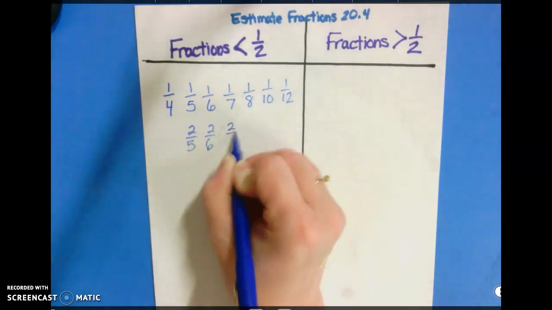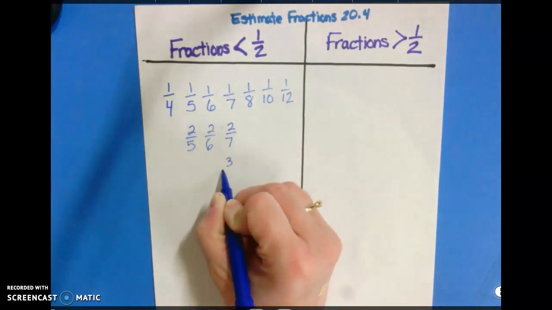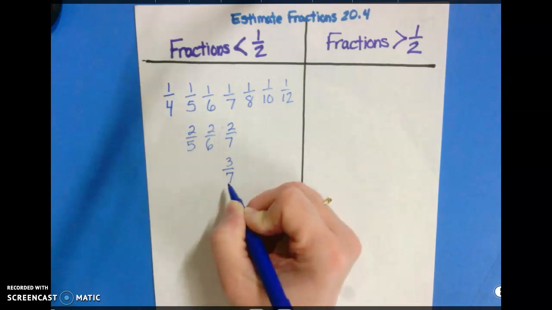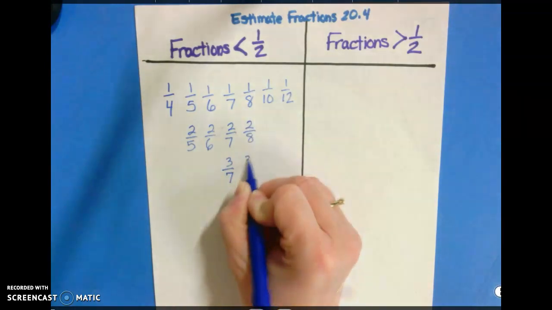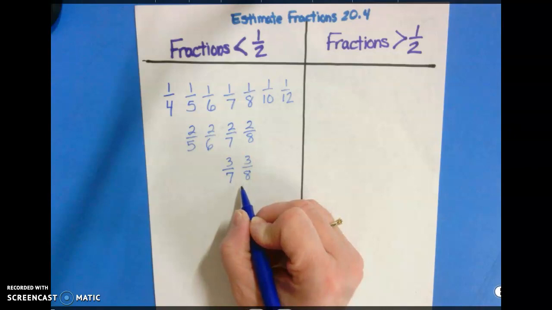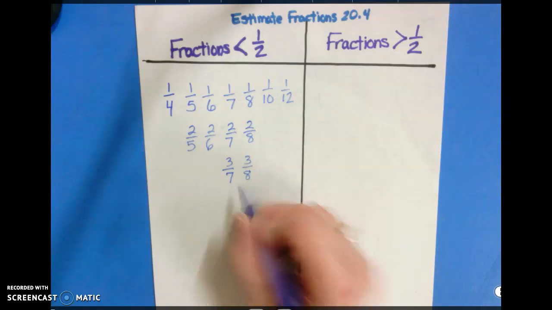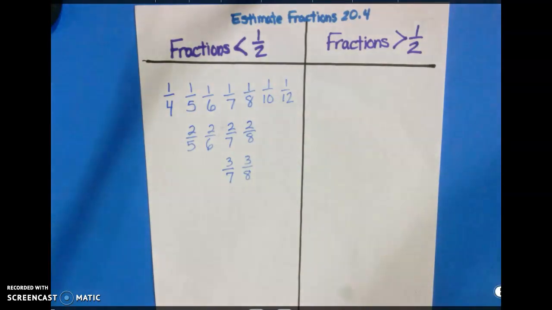Maybe 2/7, maybe 3/7, but probably not 4/7. Some others of eighths are 2/8, 3/8. But again, we're going to stop and not say 4/8 because today we want to make sure that we're thinking about what these fractions, if they are less than a half or greater than a half. And I think it's also helpful to know some of those half ones, right?